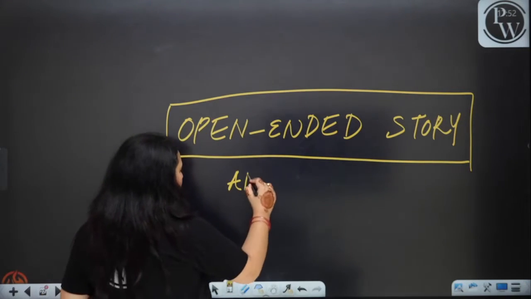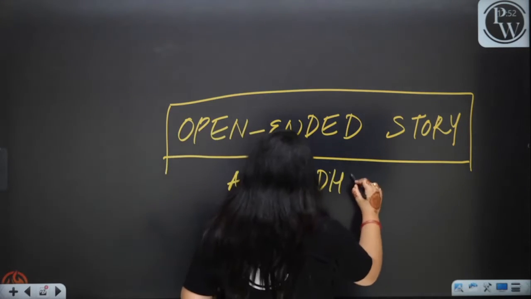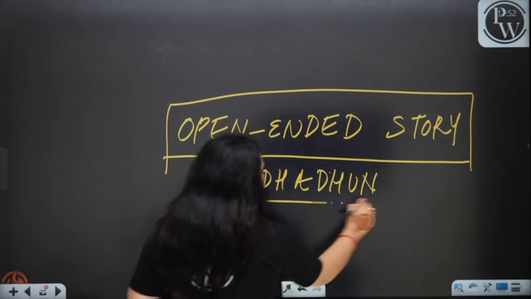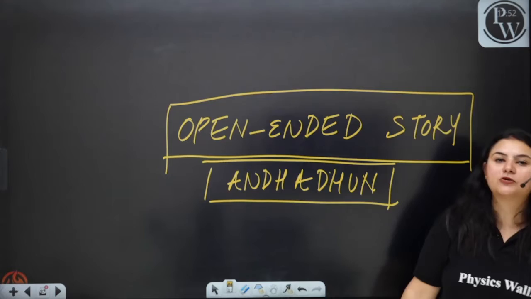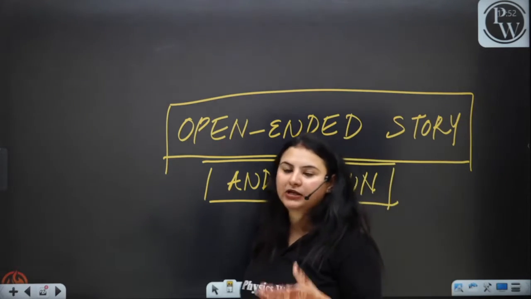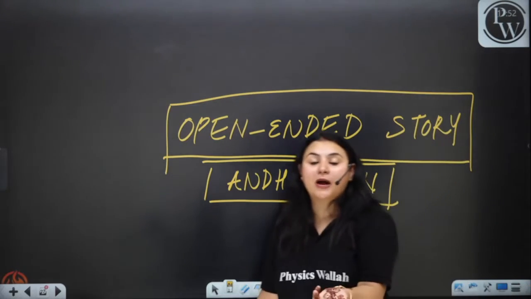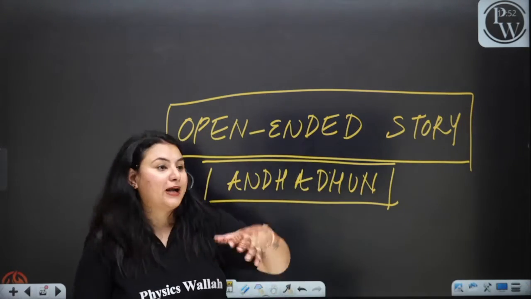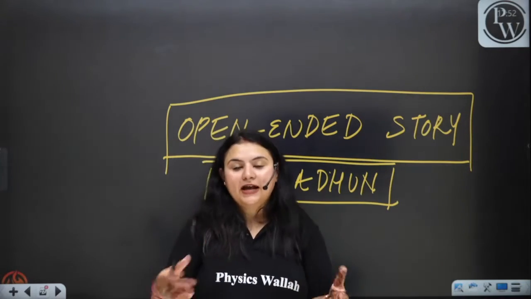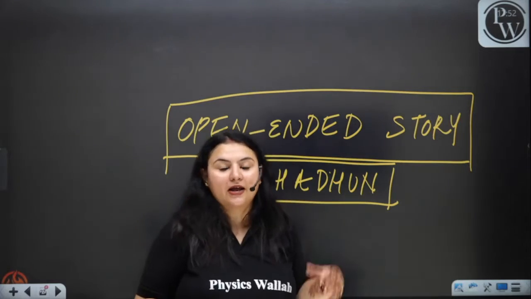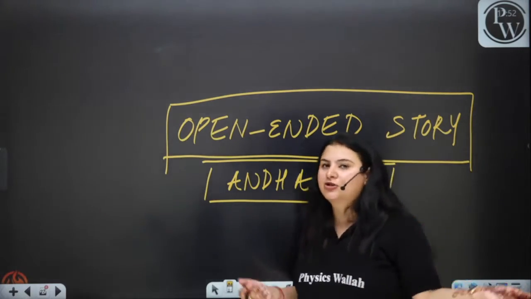The example of an open-ended story is Andhadhun. If you have watched this movie, you must know that in this movie also it was open-ended. We did not know what the climax was. Multiple things could have happened, but we can decide the climax based on our own understanding. Now, this story also, The Black Aeroplane, you can decide which climax you want.